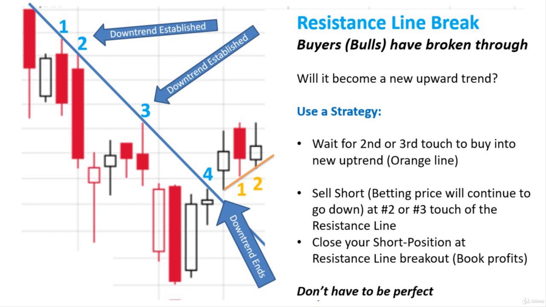And for most people who aren't selling short, they're really doing that first strategy of, I see it's breaking through, I'm waiting for the second or third touch to buy into a new uptrend, and if that doesn't form, then I'm still staying out. I'm still staying on the sidelines. That's okay. I'm watching for new trends or new indicators, new confirmations to come along with a resistance line break.